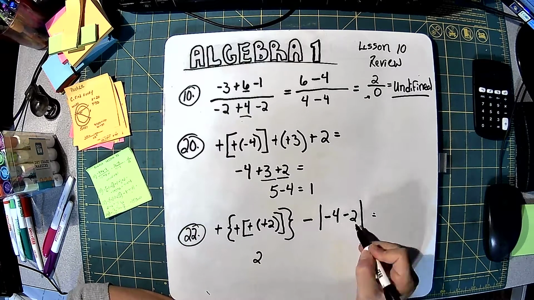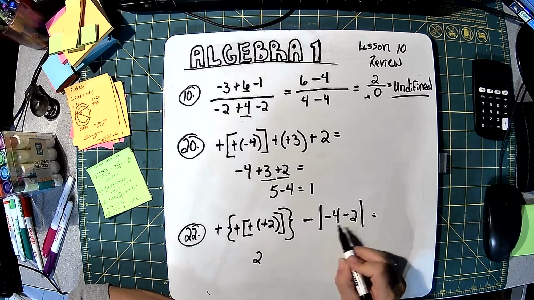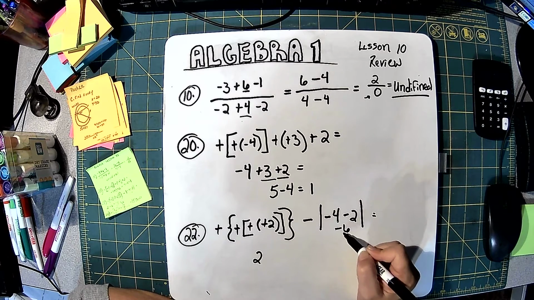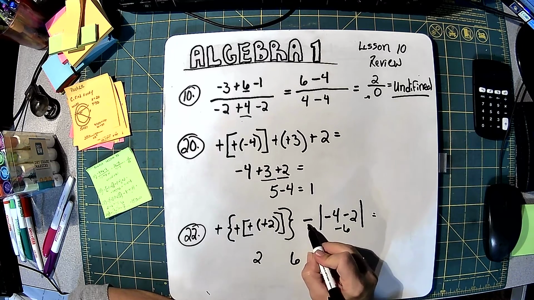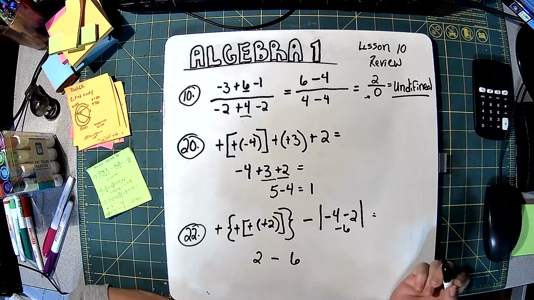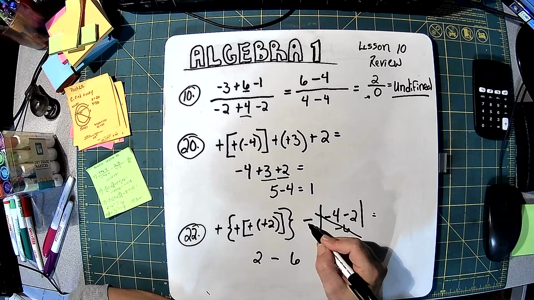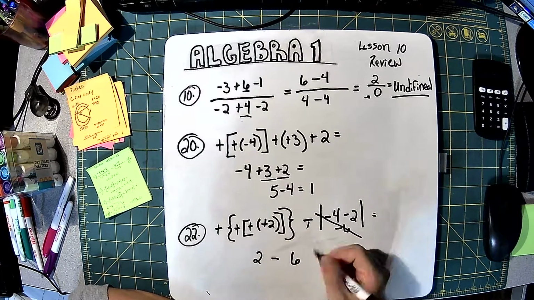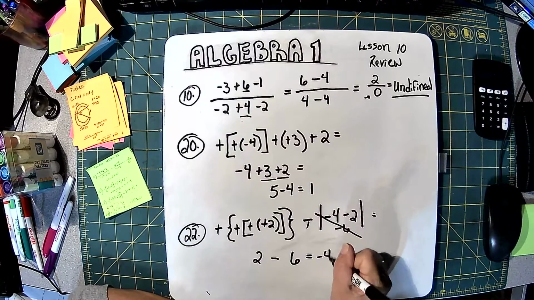Okay, now we have to go inside our absolute value sign. We have $4, negative 4, negative 2. We owe $4, then we spend 2 more, now we owe 6. Inside the absolute value sign, what is the absolute value of negative 6? That's going to be just 6. We did not use this negative yet, though. So we have to keep that negative. So the absolute value of negative 6 would be positive 6, but we still have that negative sign we have to keep. So now we end up with 2 minus 6, which is going to be negative 4.